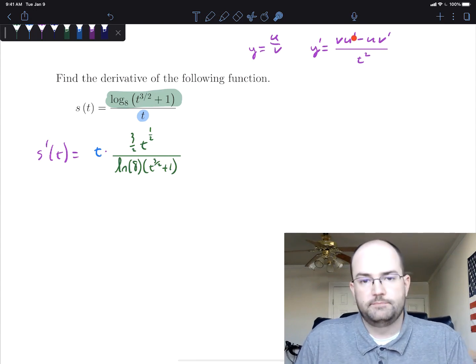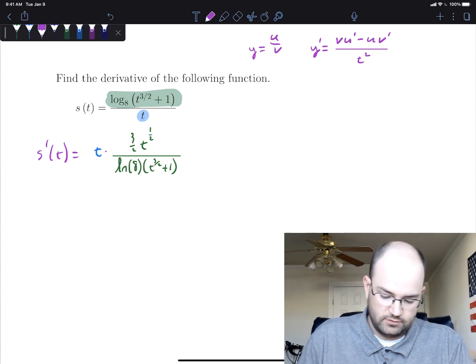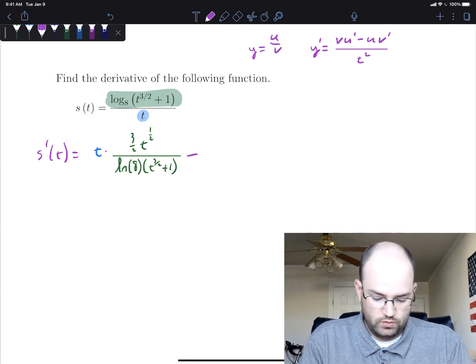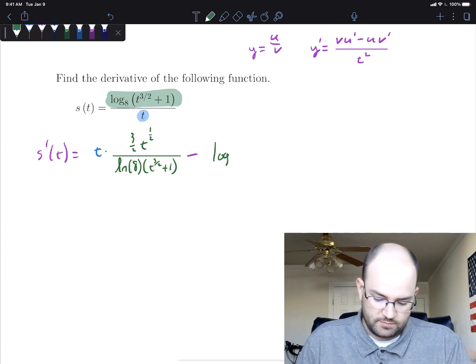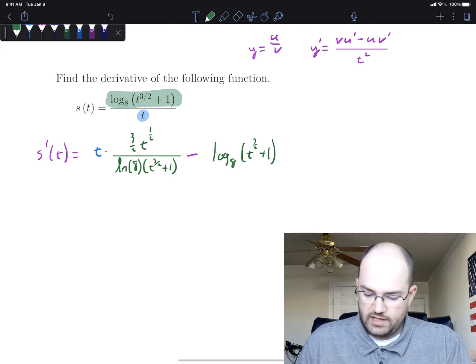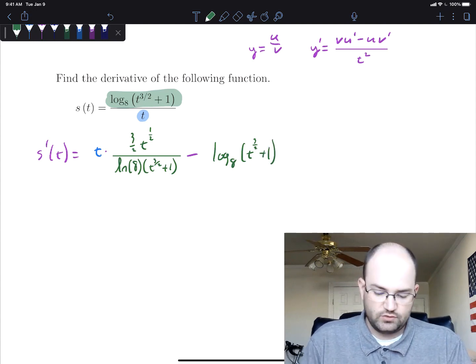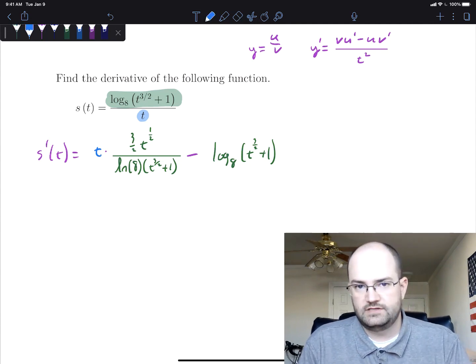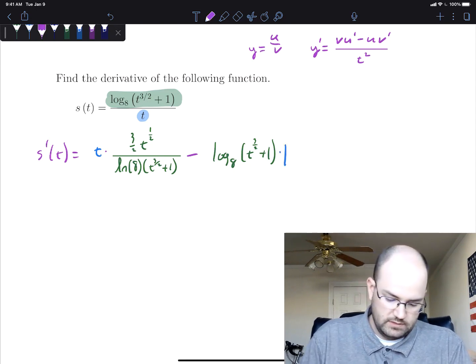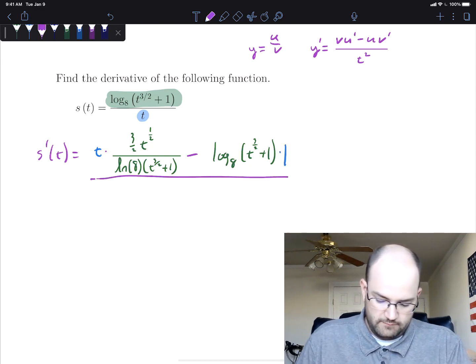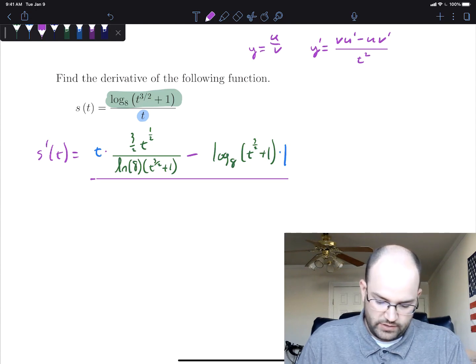V times u prime. Now let's do minus u, which is the numerator. So we'll have log base 8 of t to the 3/2 plus 1. Close parentheses, and then times the derivative of the bottom. But the bottom is t, so the derivative of t is just 1, so just times 1. And then all over t squared.